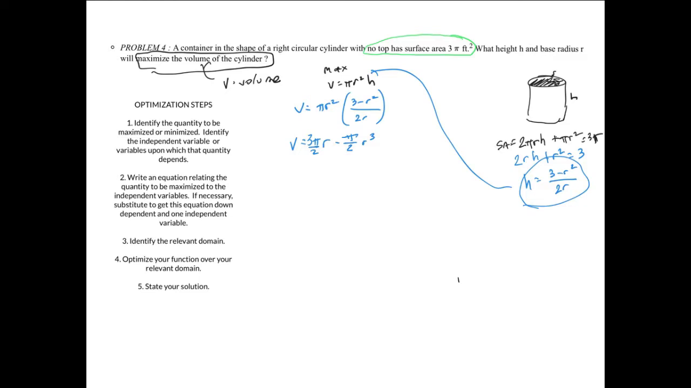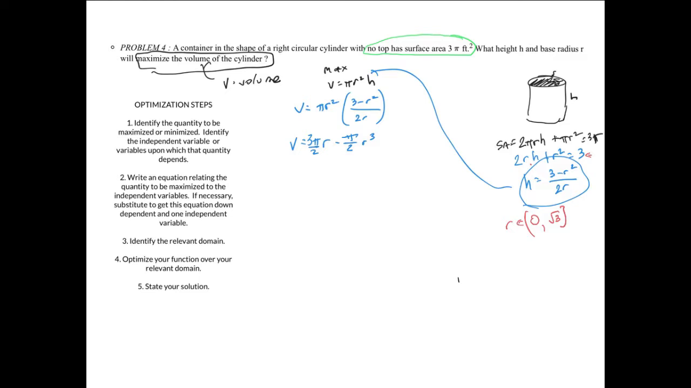So now I'm going to do my domain, and I'm trying to figure out what r has to be between. So the smallest r could be is 0, and I look at this information to figure out if that's possible. If I let r be 0, there's no way that 0 is going to equal 3, so I don't include it. And then I would let the other thing go to 0, which in this case would be h, and see what happens to that equation. And what I get is r squared equals 3, so r is the square root of 3. That's the biggest it could be, and that is physically possible. So that's the relevant domain.